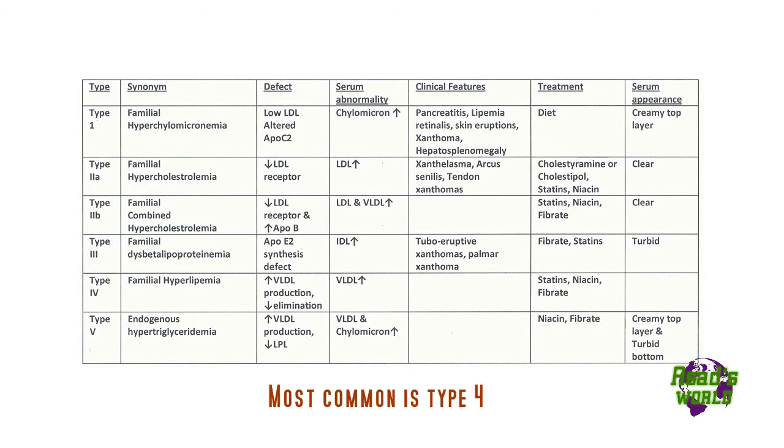You will also see a creamy top layer in type 5, that is endogenous hypertriglyceridemia, because there is also increased chylomicron in the serum. Now talking about type 2, there are two subtypes, type 2A and type 2B. In type 2A, that is familial hypercholesterolemia, there are decreased LDL receptors and increased LDL in the serum. And the clinical features you will observe are xanthelasma, arcus senilis, and tendon xanthomas.